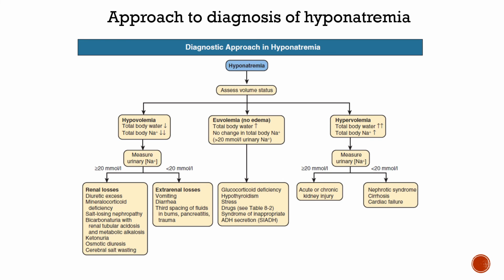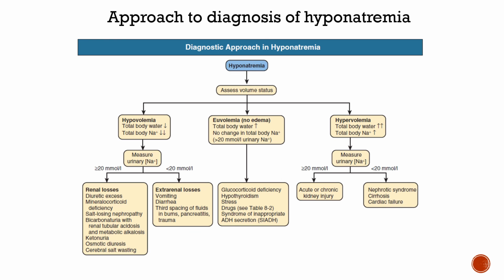If you have euvolemia, no edema, it may be induced by drugs or endocrine disorders. The endocrine disorders are glucocorticoid deficiency, hypothyroidism, and syndrome of inappropriate antidiuretic hormone secretion. The three drugs are cyclophosphamide, carbamazepine, and clofibrate. So again, if you diagnose a hyponatremia with euvolemia, it may be caused by endocrine disturbances like glucocorticoid deficiency, hypothyroidism, or syndrome of inappropriate antidiuretic hormone secretion, and three drugs.